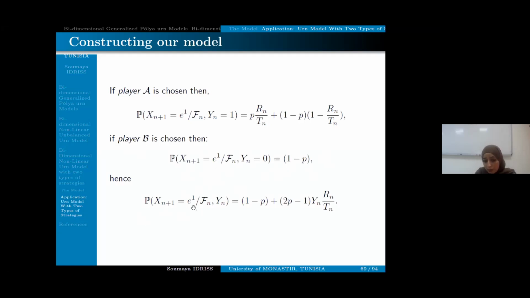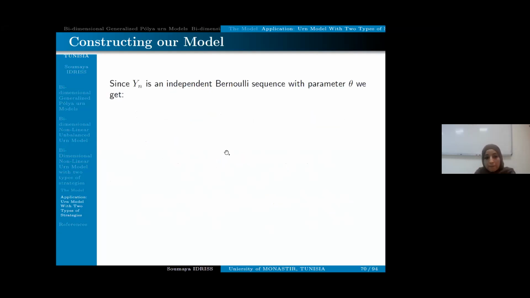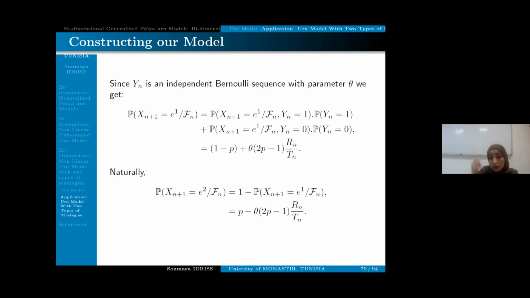So combining these two quantities, we get that the probability of choosing a ball of type 1, given the past and any player chosen, is given by this quantity. Since Yn is an independent Bernoulli sequence with parameter theta, we get that the probability of choosing a ball of type 1, given only the past, is given by this quantity. Naturally, the complementary probability is given by 1 minus the previous one.